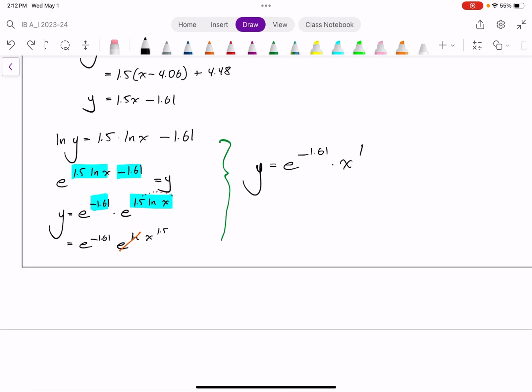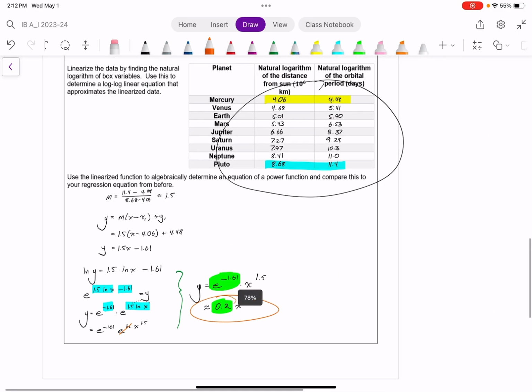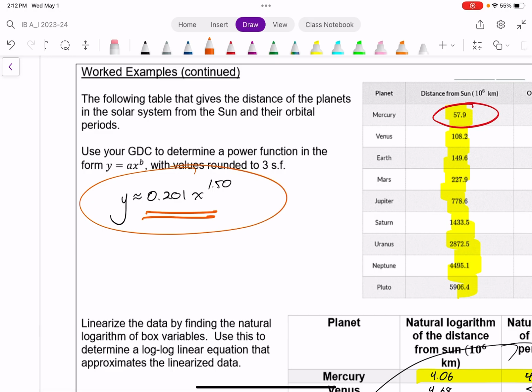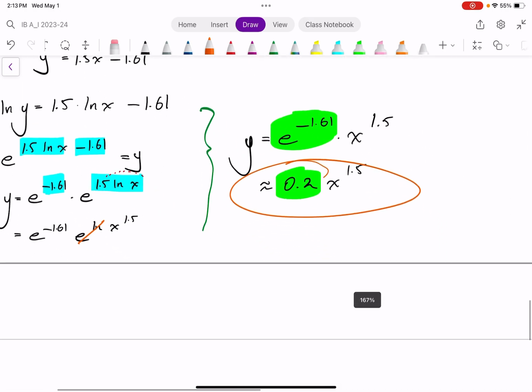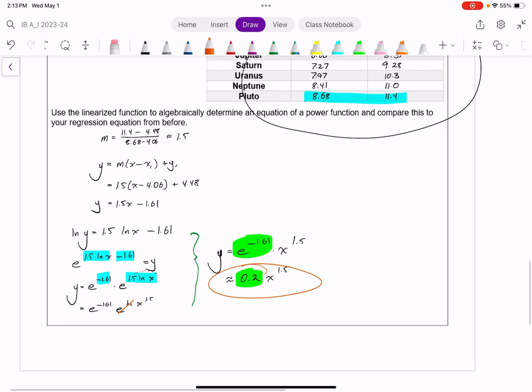And as I hope comes as no surprise, if I decimalize e to the negative 1.61, I get approximately 0.2 times x to the 1.5. And if you look at this equation, which I came up with without using any regression technology, it is nearly identical to what I had right here using the regression feature on my GDC. And that's it for functions in this course.